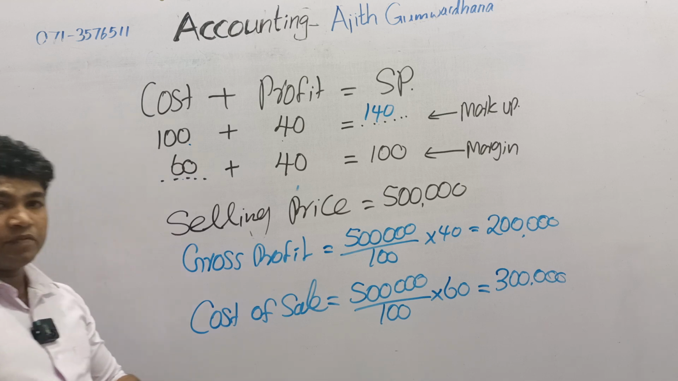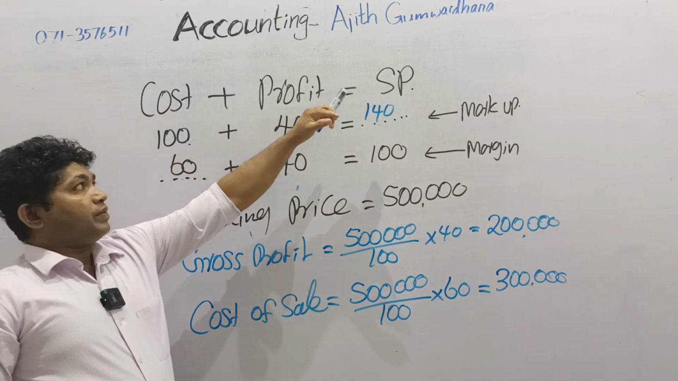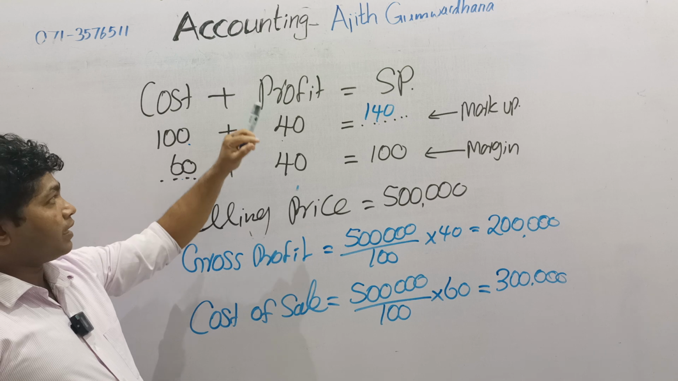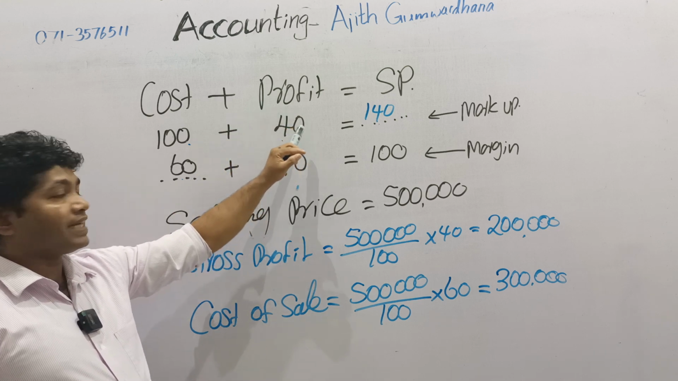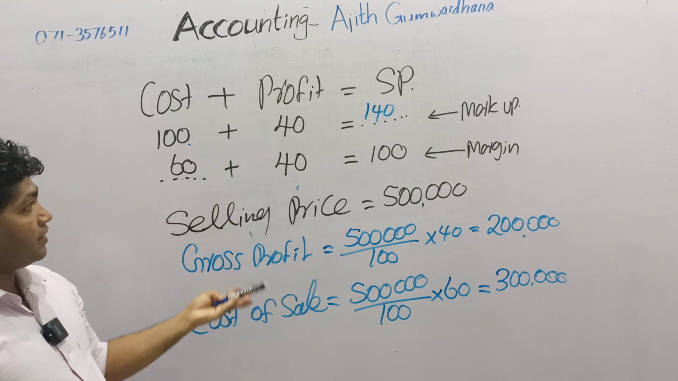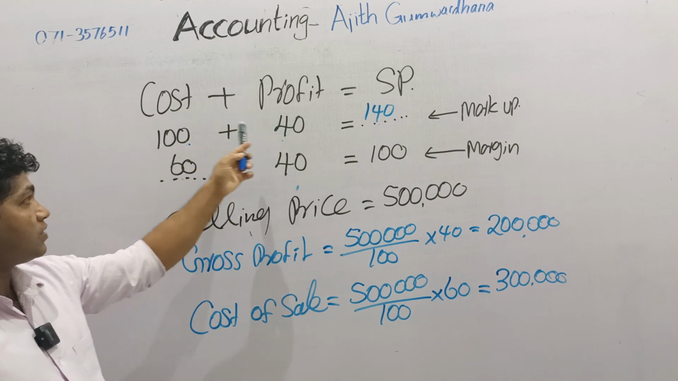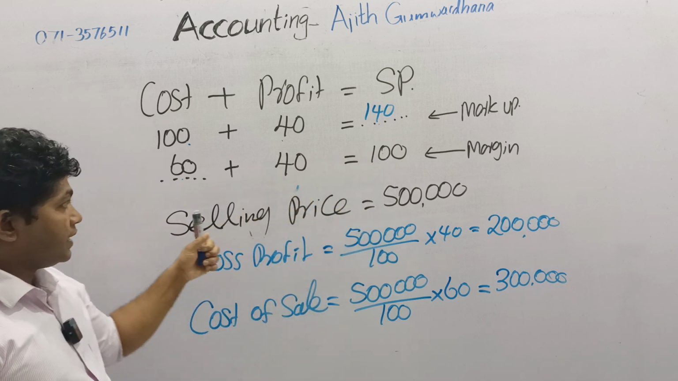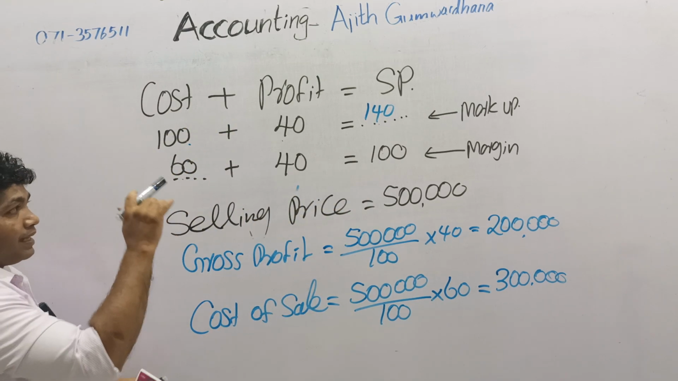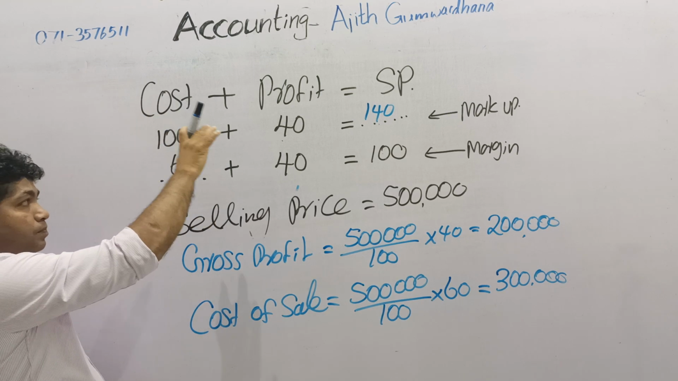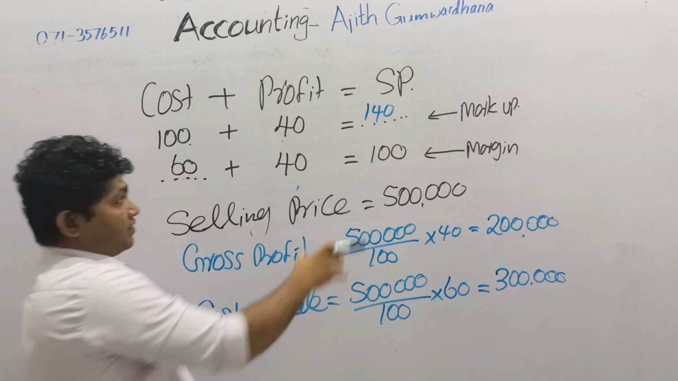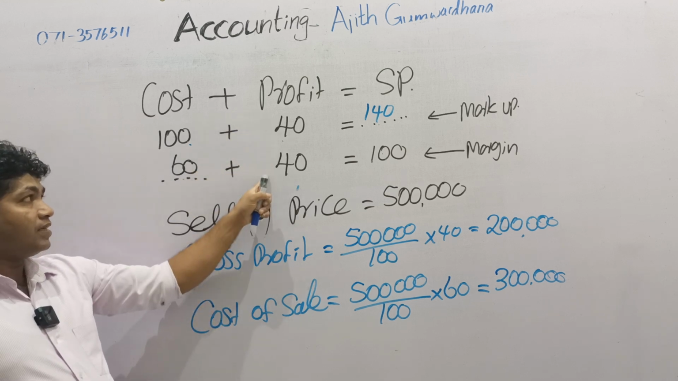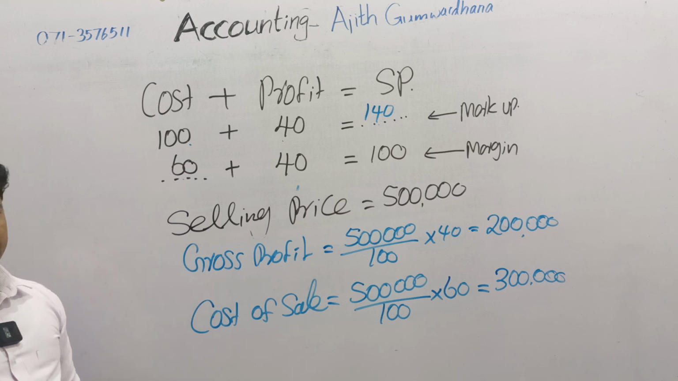Think how to apply profit markup and profit margin. In general, a business organization normally determines selling price as cost plus profit. Markup and margin depend on how to decide profit. If profit is decided based on cost value, it is called markup. If profit is decided based on selling price, it is called margin. Therefore, by using profit markup and profit margin, calculations can be made. If cost value is given, gross profit and selling price can be calculated. If selling price is given, gross profit and cost of sales can be calculated. And if profit is given, selling price as well as cost of sales can be calculated.